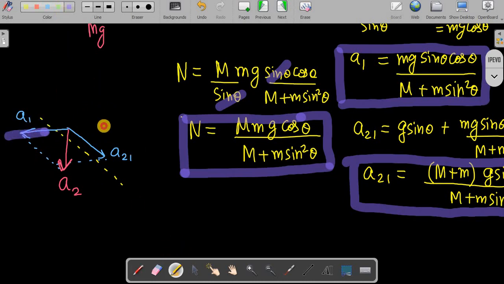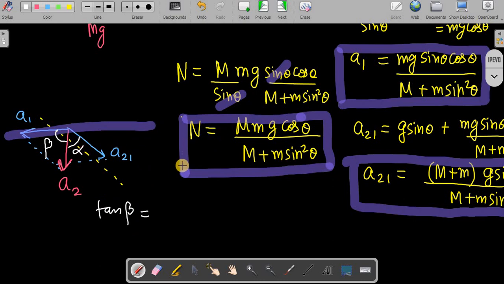This line is the horizontal line. So how much angle will it make? Let us say this angle is making angle beta. So how much will this angle be? You can calculate tan beta. Tan beta can be calculated, and let's say this is angle alpha.